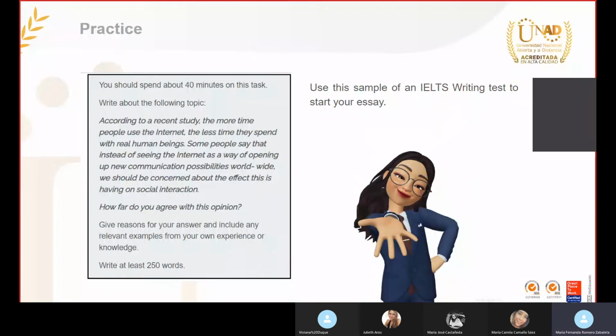So does anybody else have something to add?